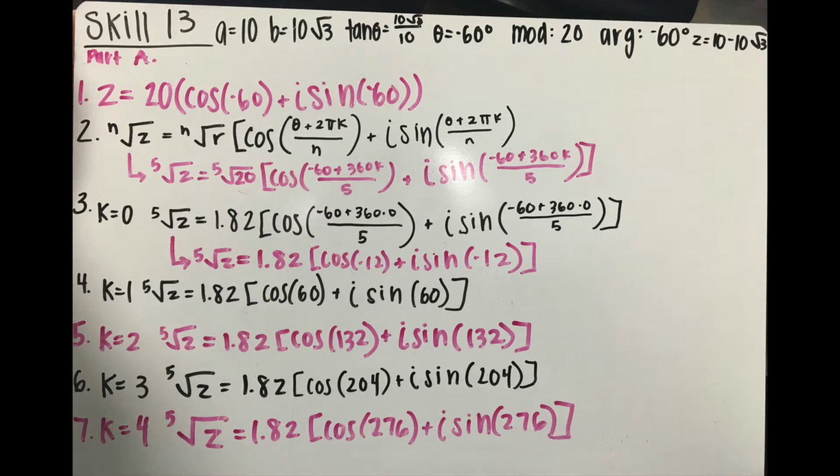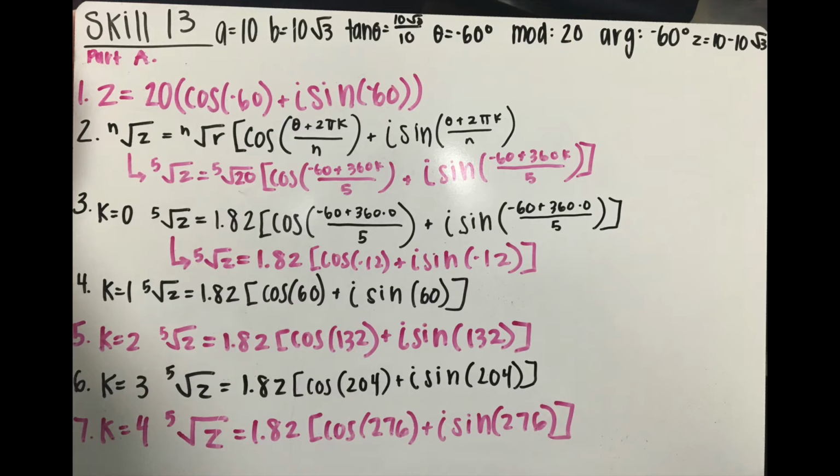So when plugging in the values to my equation, I got the fifth root of z is equal to the fifth root of 20 times cosine negative 60 plus 360k divided by 5 plus i sine negative 60 plus 360k divided by 5. For the first root, I plugged in 0 for k to get the fifth root of z is equal to 1.82 cosine negative 60 plus 360 times 0 divided by 5 plus i sine negative 60 plus 360 times 0 divided by 5, which ended up simplifying to the fifth root of z is equal to 1.82 times cosine negative 12 plus i sine negative 12.